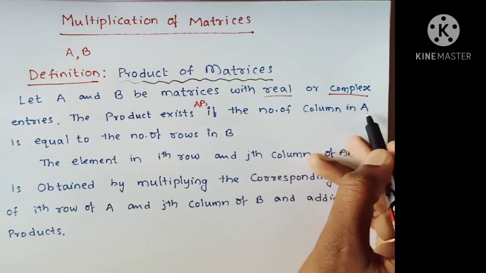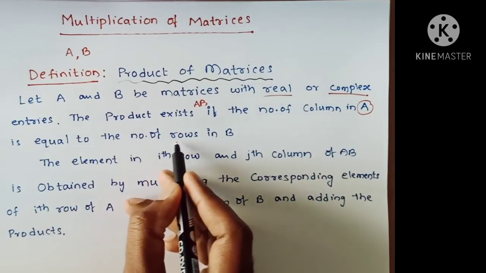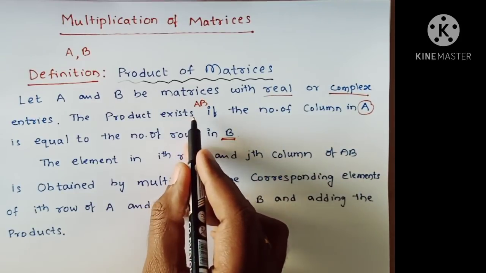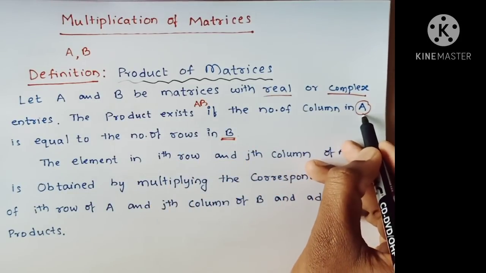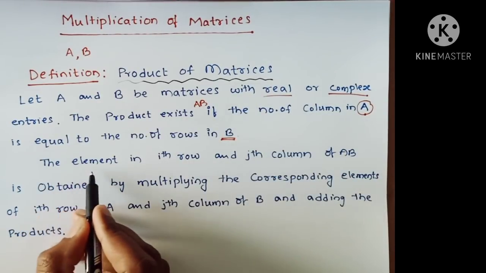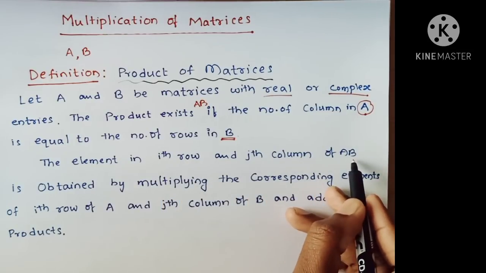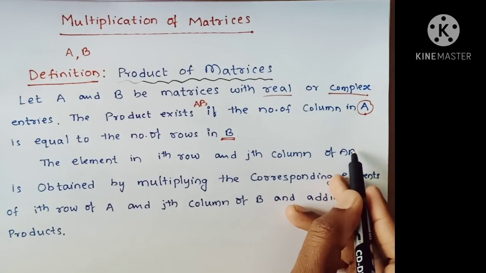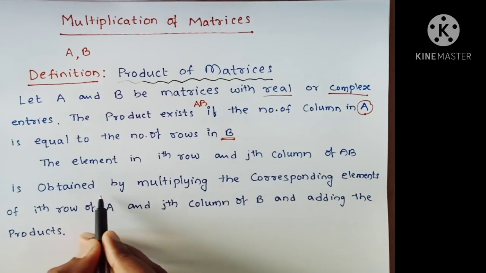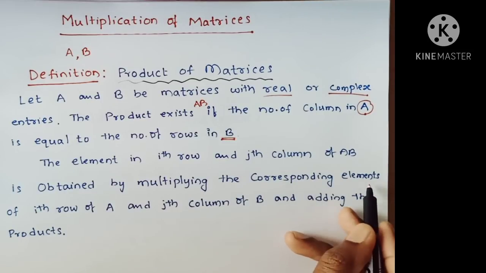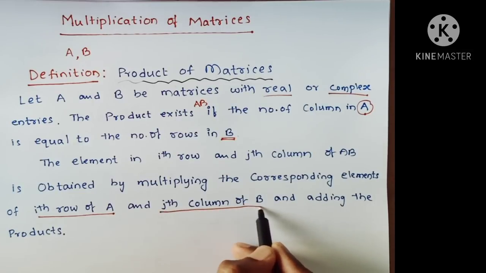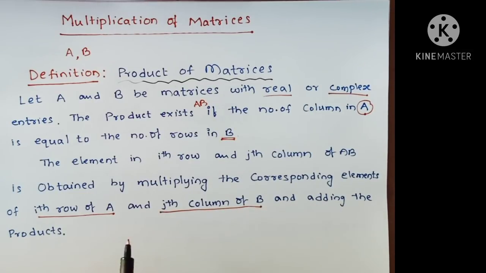The matrix multiplication AB exists if the number of columns in A is equal to the number of rows in B. And the element in the ith row and jth column of AB, the resultant matrix, is obtained by multiplying the corresponding elements of the ith row of A and the jth column of B and adding the products.